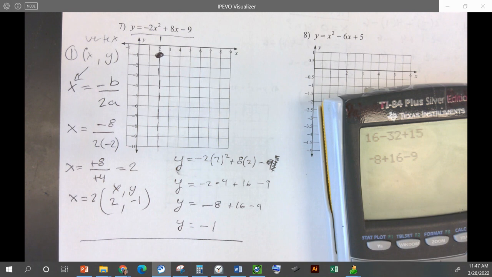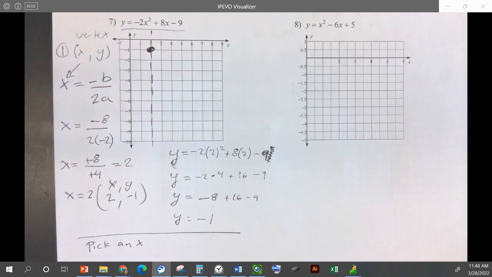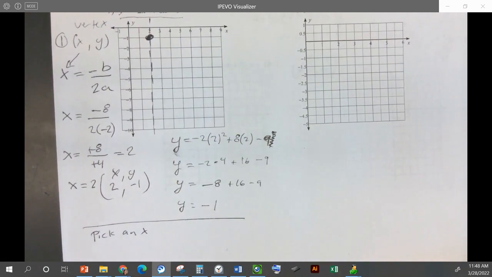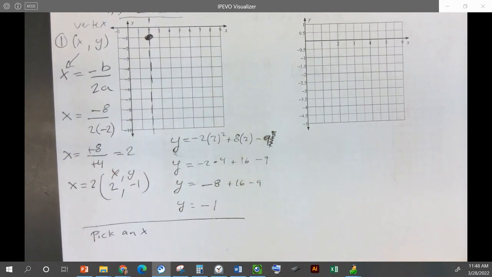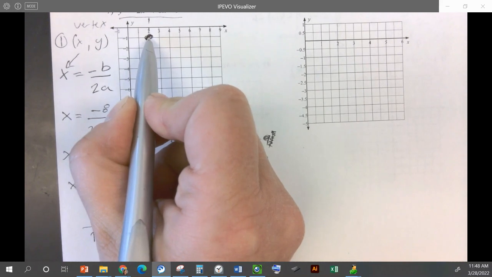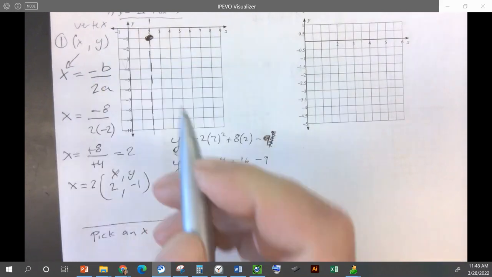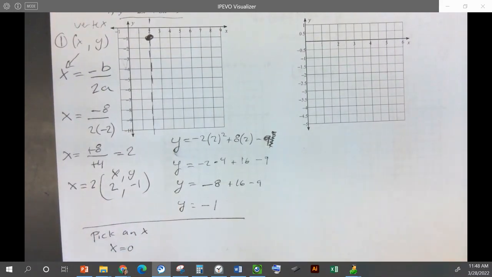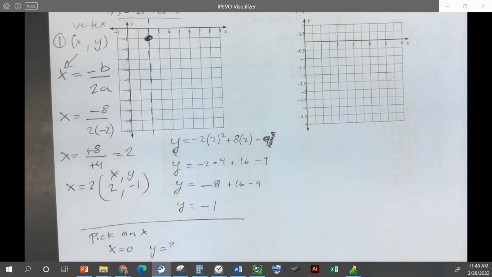Can we pick a third number? Pick another x. Is that what you're saying? Yeah. Okay, will 0 work here? We can pick 0 because it's not part of our vertex. So yeah, we can pick 0. Let's pick x is 0 and we'll find what is y. So how do we do that? How do we find our y?